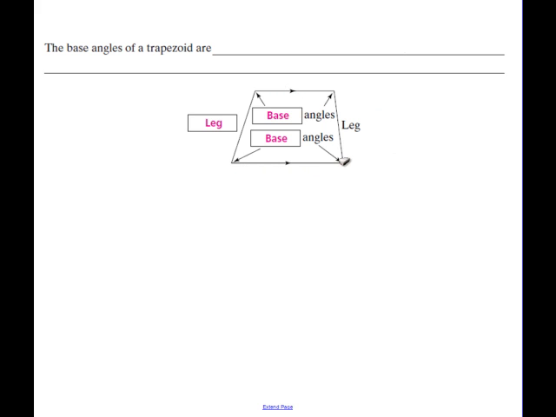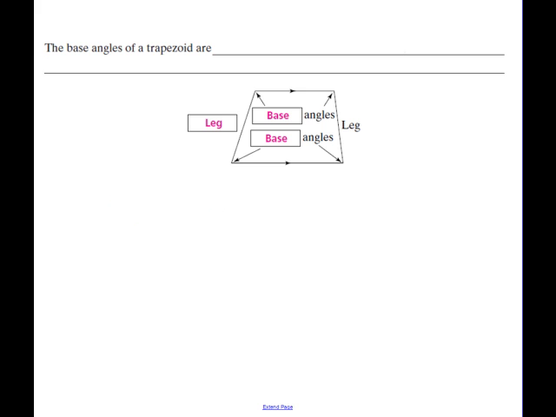These two angles down here we call base angles because they share this base, this other parallel side. If we were to refer to this angle and this angle together, we could not call those base angles because they don't share a base, they share a leg. So the base angles specifically refer to the angles that share one of the parallel sides, or the base.